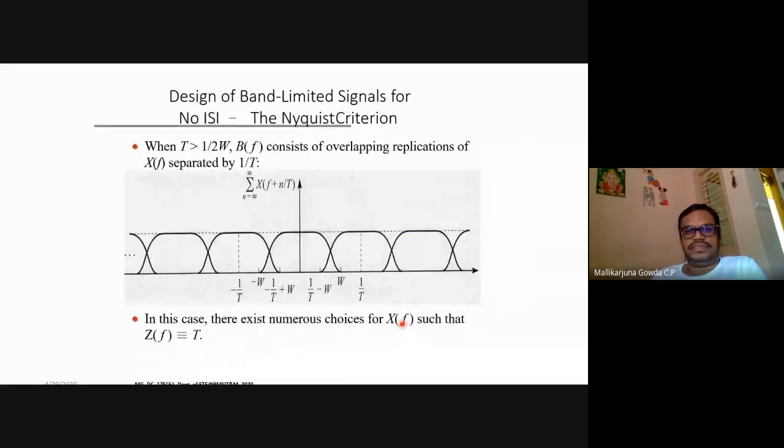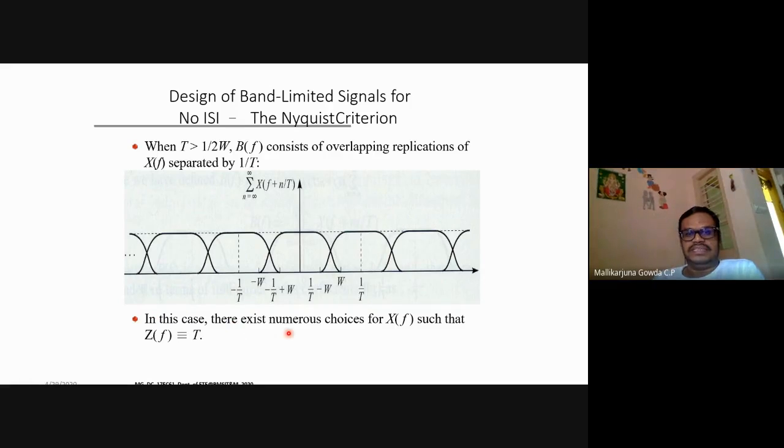Yeah, this is the third case, that is when 1/T is greater than 2W. Again here this should be Z(f), so it is taken from a different source. That is why the notations are different. Just try to understand that. So that consists of overlapping replications of X(f) separated by 1/T. So here there is an overlap of that, separated by 1/T.